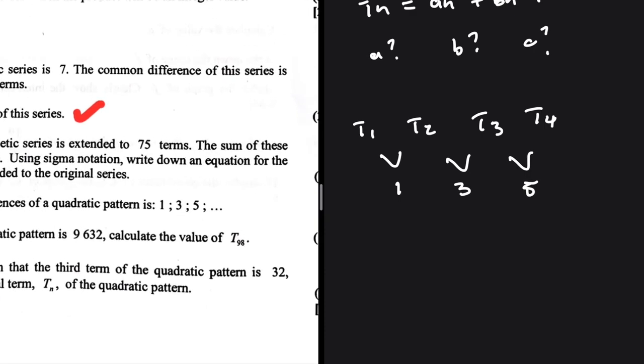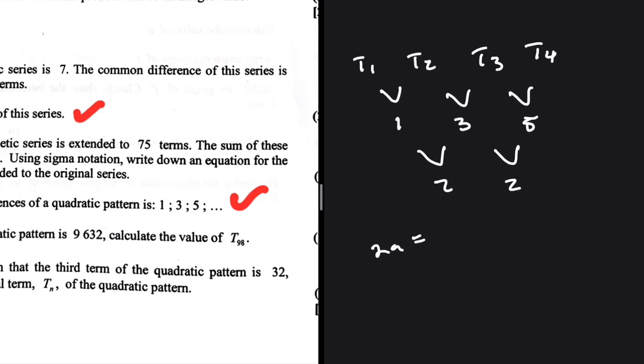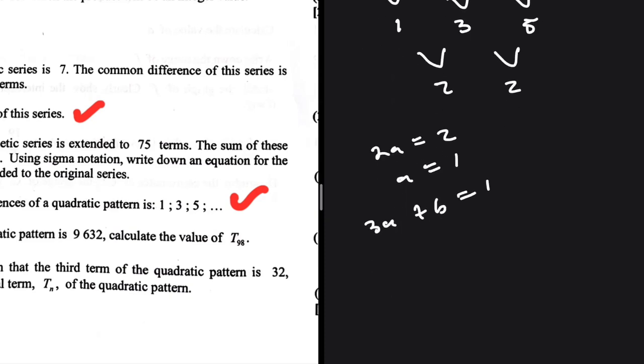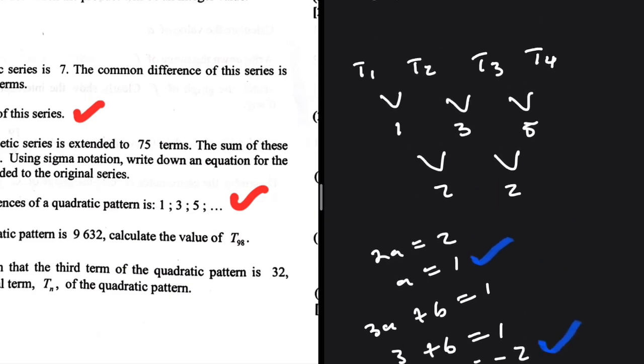We are getting that because we are given that arithmetic pattern. The difference between 3 and 1 is 2, and the difference between 5 and 3 is 2. So already we can see that 2a is equal to the second common difference, which is 2. So a is equal to 1. And then 3a plus b is equal to 1, so we have 3 plus b equal to 1. So b is equal to minus 2. Now we need to find c.